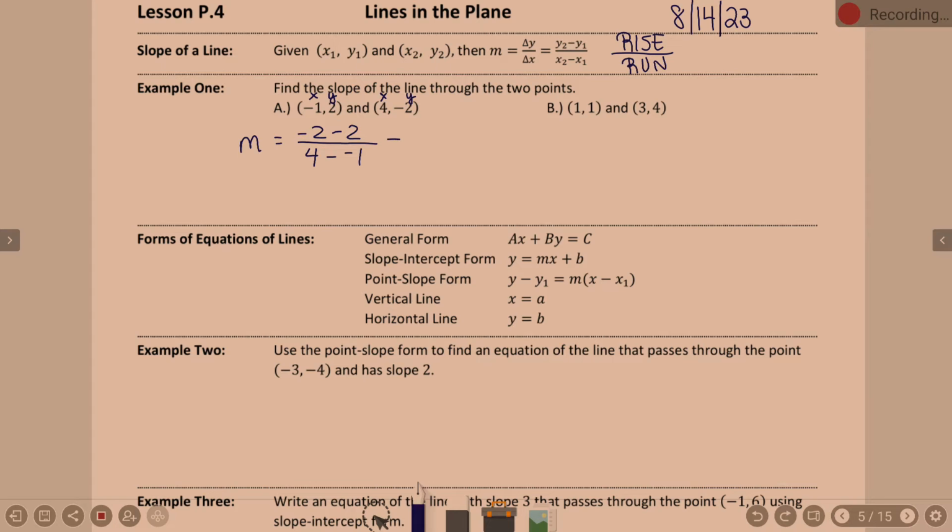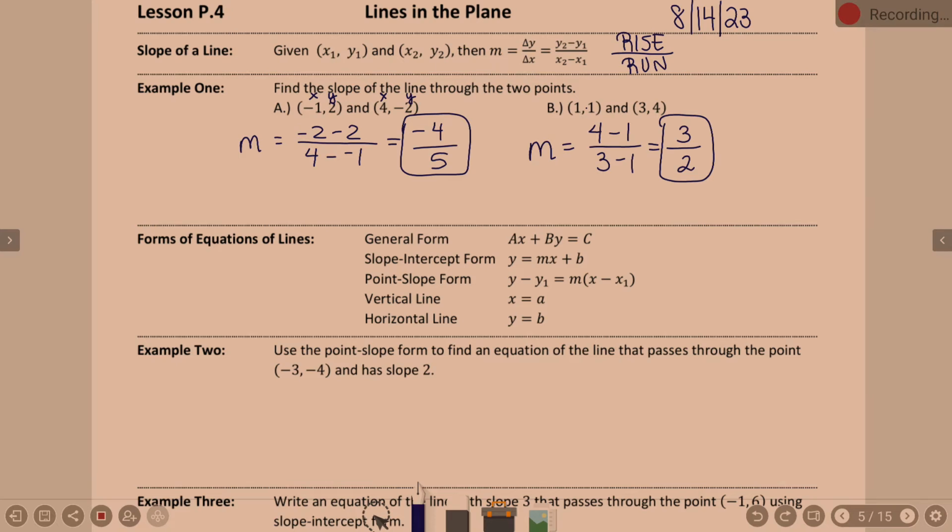Okay, clean it up. What do we have here? -4/5. Tough stuff there, I know. Okay, what about B? 4 minus 1 over 2 minus 1. Y minus y over x minus x. We're going to end up with 3 over 2. Remember, for slope, we generally leave them in fraction form. We don't usually go decimals there. Not that I'd count it wrong necessarily, but okay.